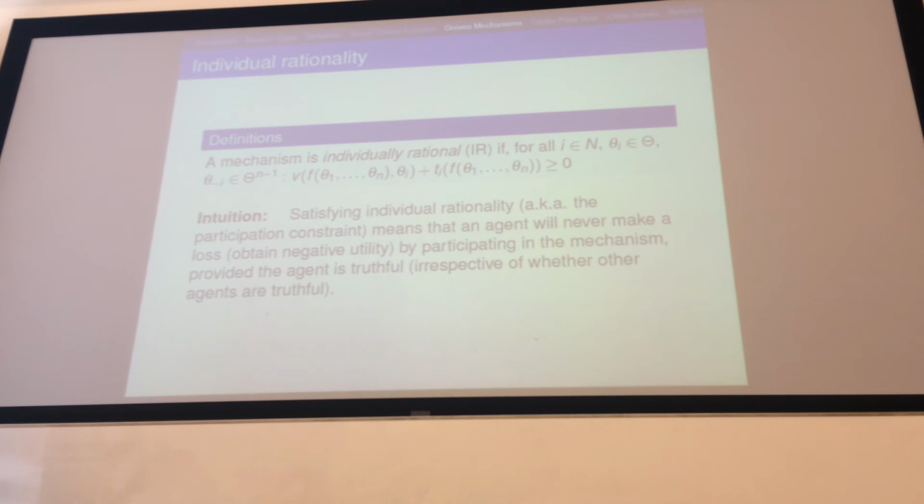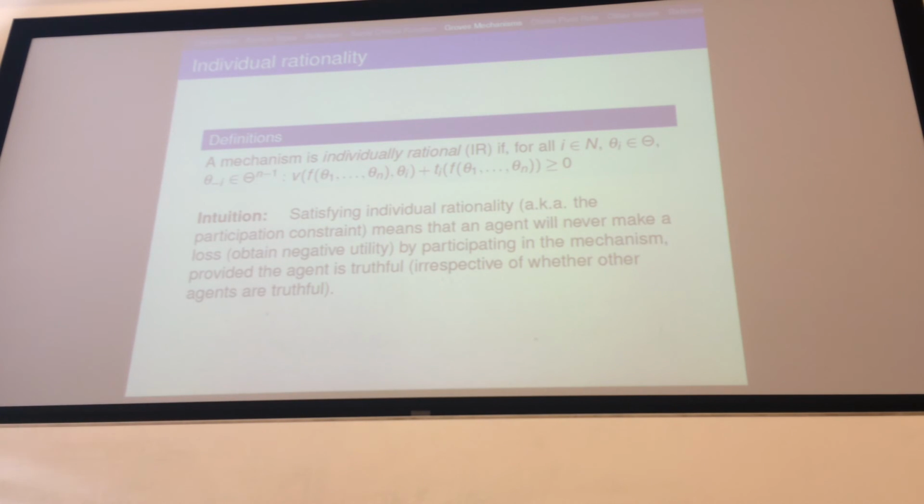So there's this problem, another property we want to satisfy, and that's called individual rationality. Now, it's a bit of a misleading term because it has this rationality thing. The only thing it means is that you end up with positive utility at the end. That's all it means. So it's also called a participation constraint.